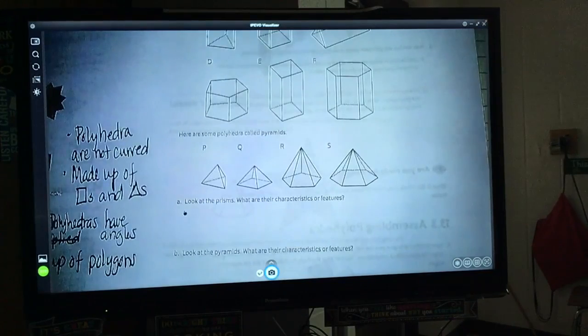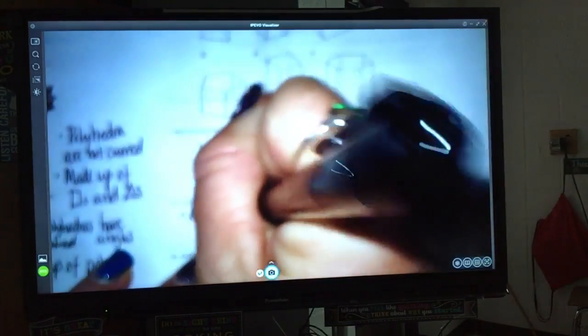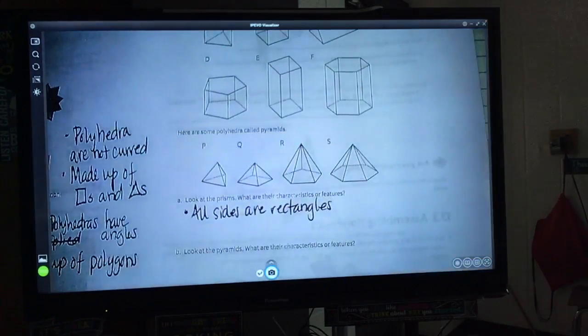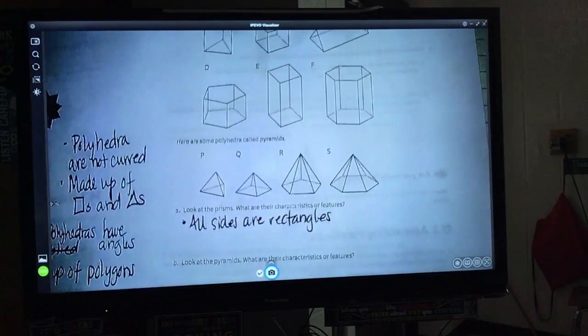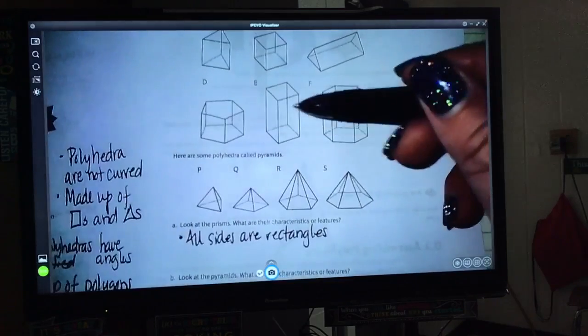Not the bases, but the sides. You're thinking too hard. What is it? No, not the angles. I need the side. Yes, they're rectangles. They're made up of rectangles. So all sides are rectangles, and it's very important because that is very specific to prisms. On your prisms, each one of these sides are rectangles.